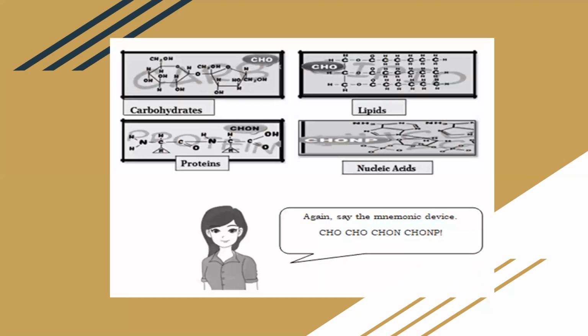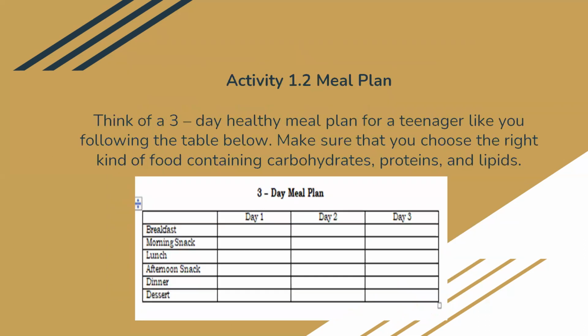So here are the four. So we have carbohydrates, the lipids, the proteins, and the nucleic acids. Okay, and their structural formula. Again, say the mnemonic device: CHO, CHO, CHON, CHONP.